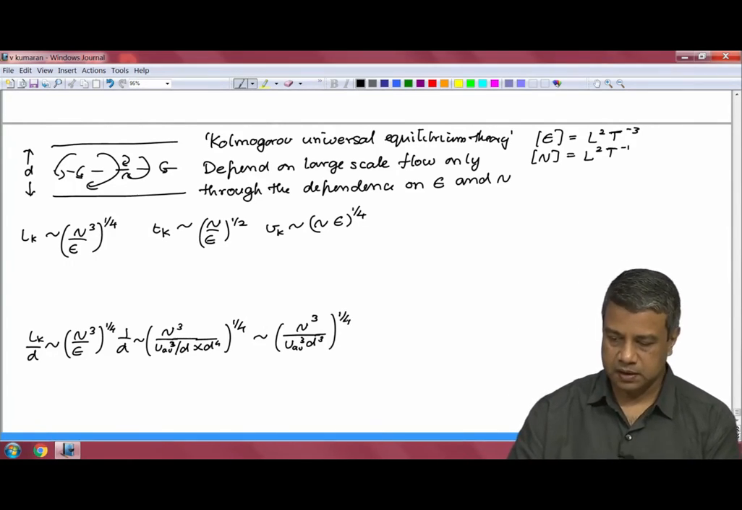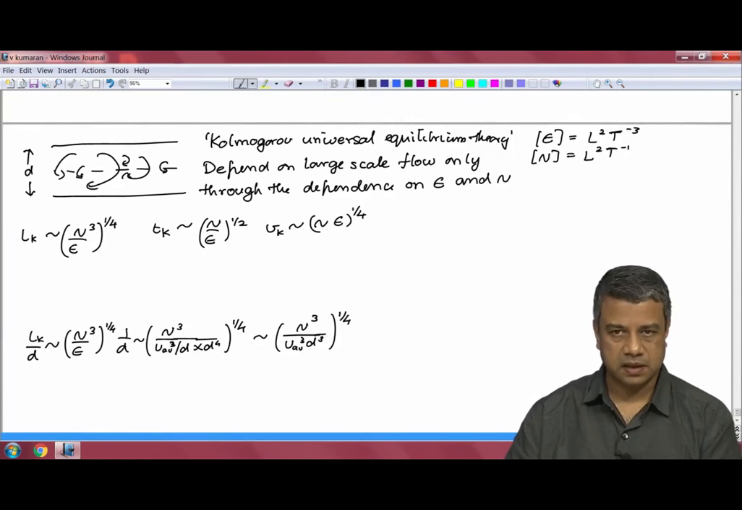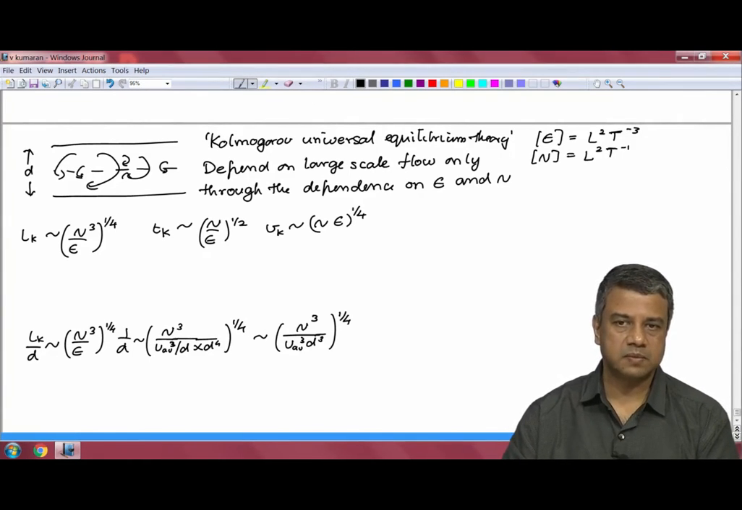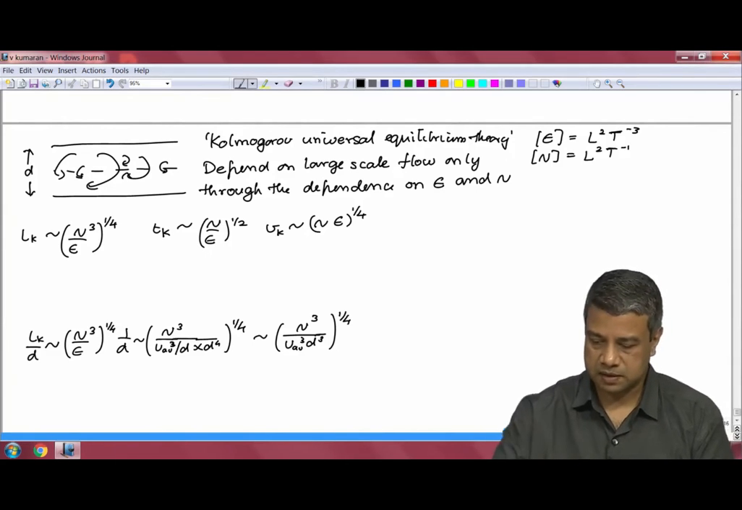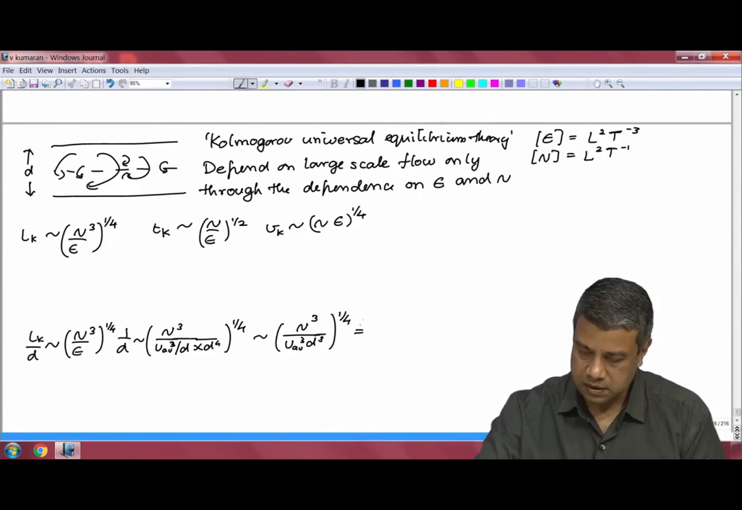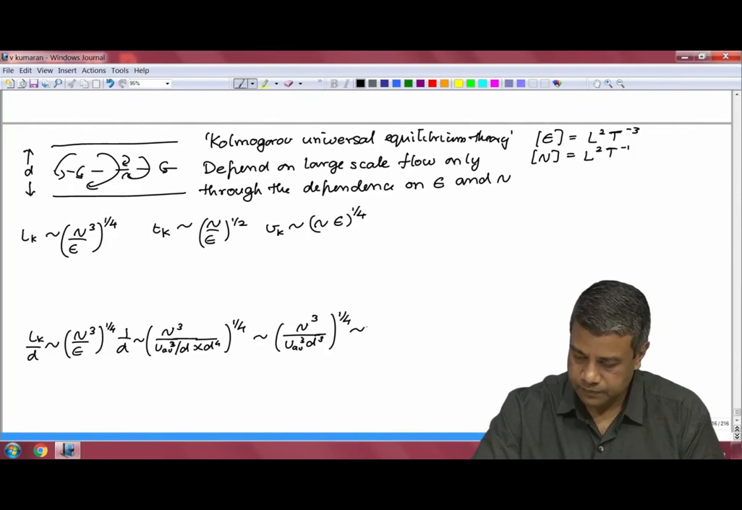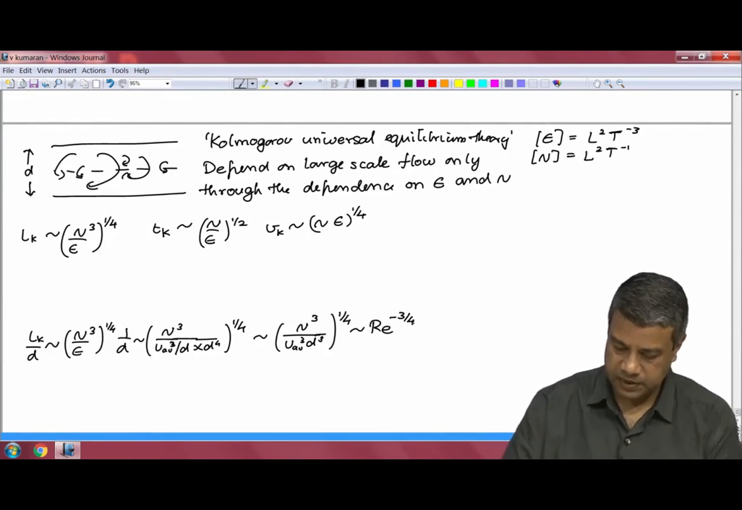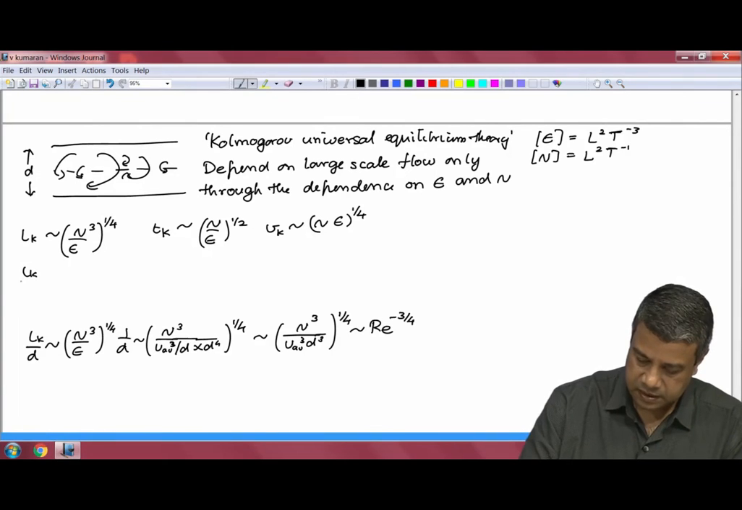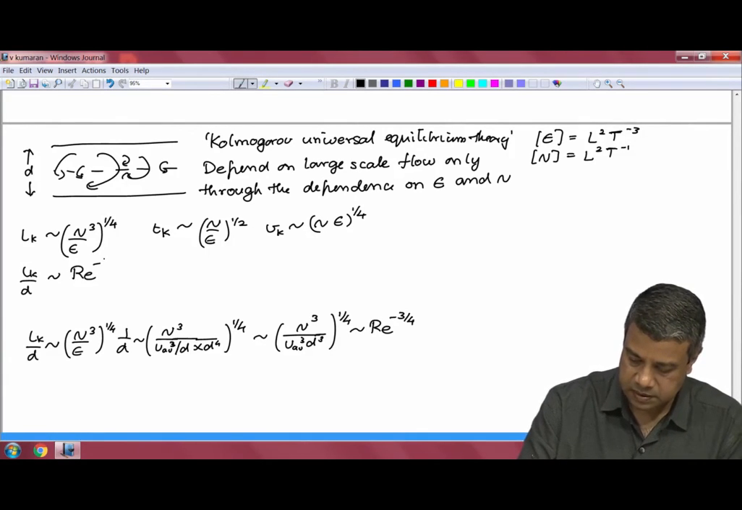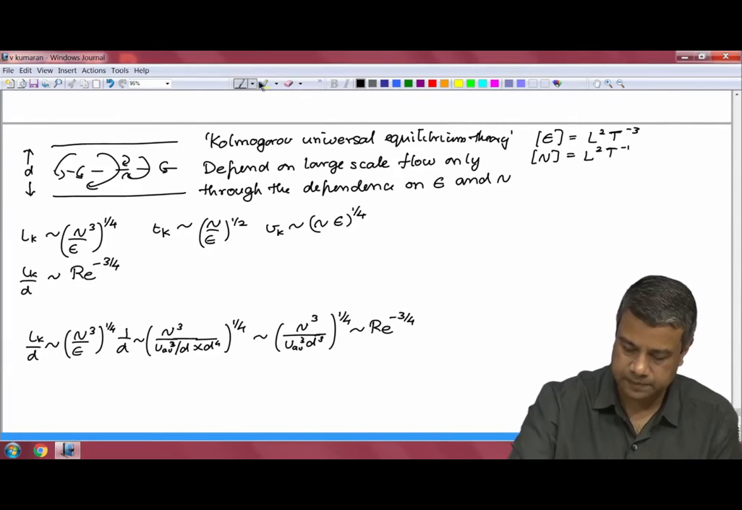Nu by V average times d is the inverse of the Reynolds number based upon the average velocity and the diameter. Therefore, the Kolmogorov scale divided by the diameter goes as Re power minus 3 by 4.